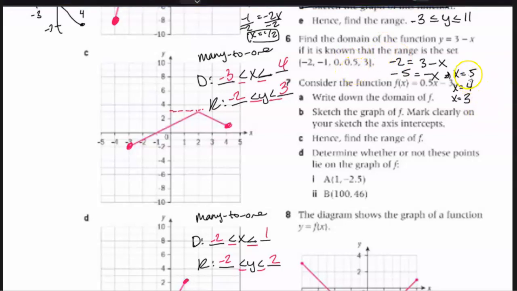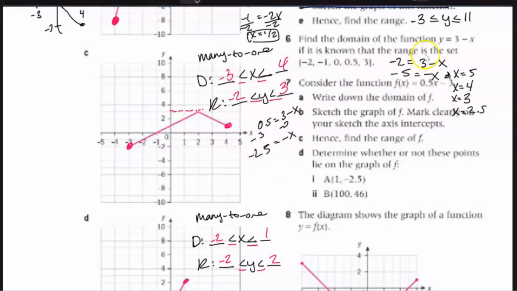And if you're not sure where I'm getting these values, just solve these on your own. So for example, for the 0.5, you'll do the same thing we did here. You'll just do 0.5 equals 3 minus x. Subtract 3 from both sides, and you will get negative 2.5 equals x. So x equals 2.5, because you'll divide by negative 1 on both sides.